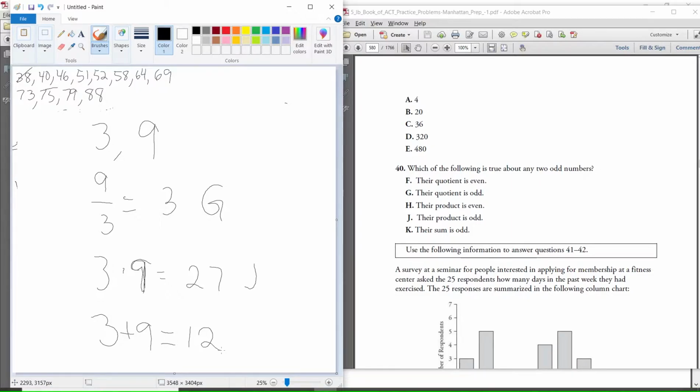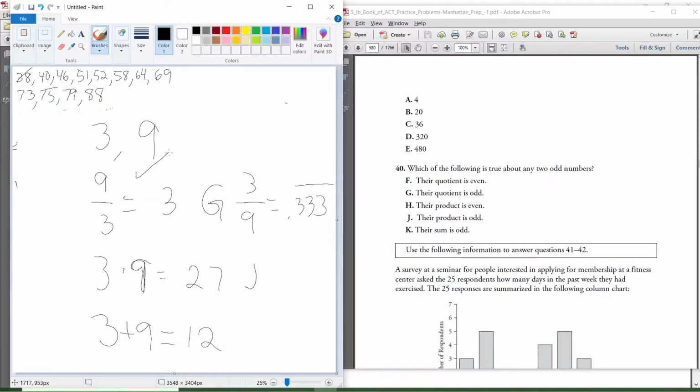Well, it says their quotient. Well, 9 divided by 3 is a quotient of 3. What's 3 divided by 9? That's 0.3333 if you did it on your calculator. That's not a whole number. It's not even or odd. Unless it's a whole number, it can't be even or odd. So we've just found a case where the quotient is odd, and the quotient also is not even. All we had to do was find one case here where the quotient wasn't odd. So now we've disproved G.